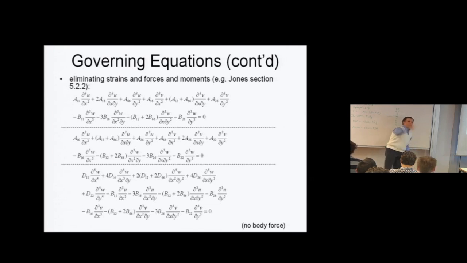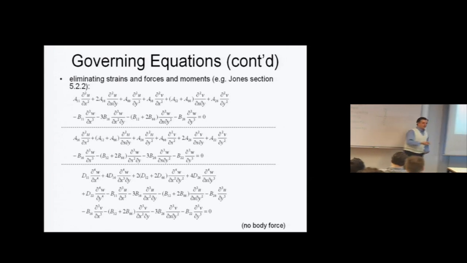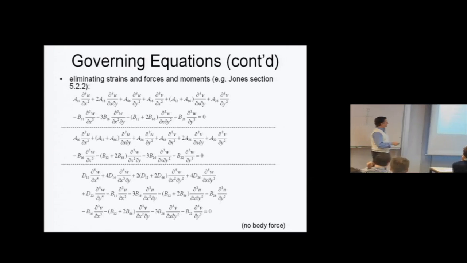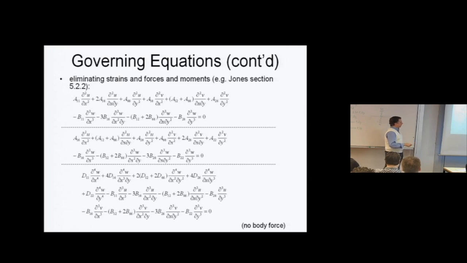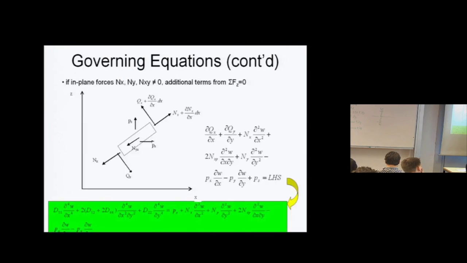So for one thing, if we're trying to make our life easier, we should use symmetric laminates because the B matrix is 0, and that would make this have no U and V dependence, and these two have no W dependence. But good luck solving them anyway. It is extremely difficult, obviously.